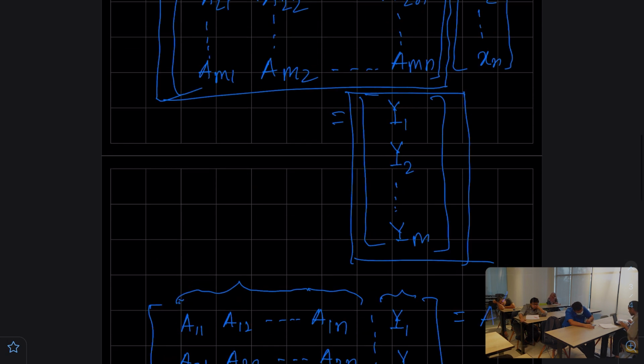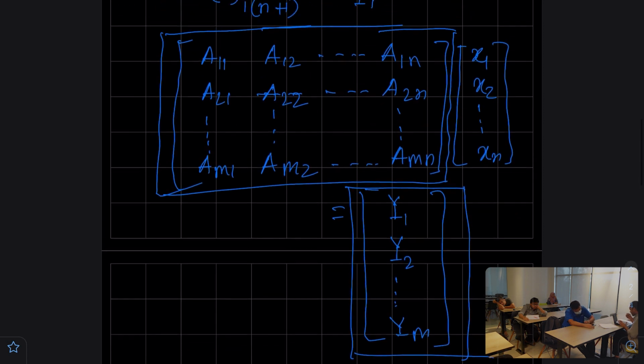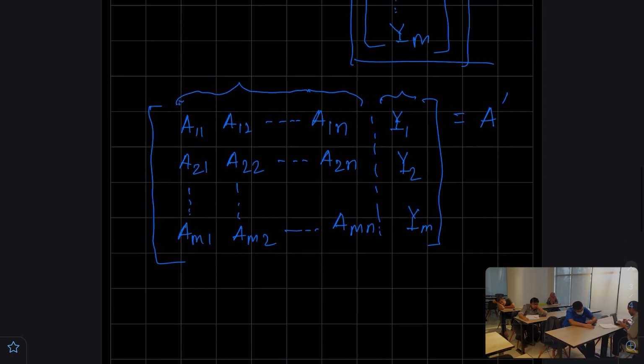So that's why this definition: A prime ij equals Aij if j is less than or equal to n, because j runs from where to where? J runs from 1 to n. And there is also another element there, right? One added column on the right. So this is the matrix A prime.